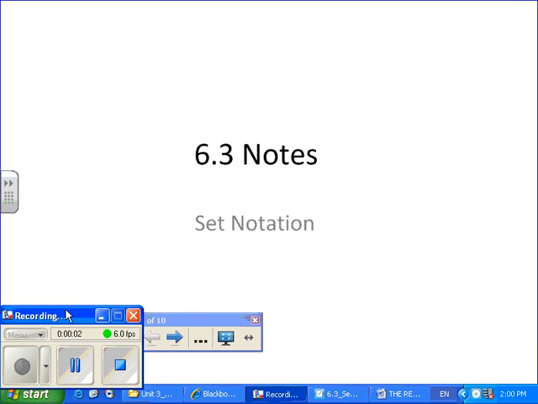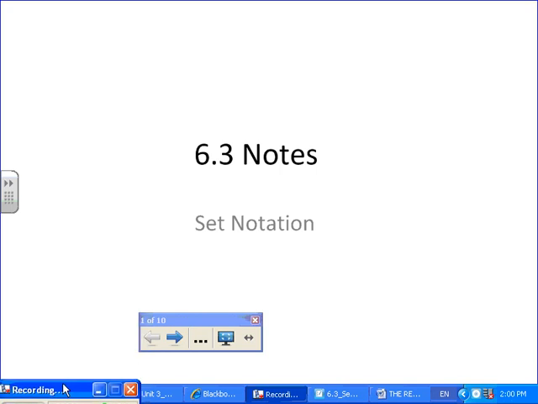Hi everyone, welcome to our last lesson in 6.3. We're looking at domain and range still, but this is part 3, and in our notes it is called set notation. It's a new section in our notes.